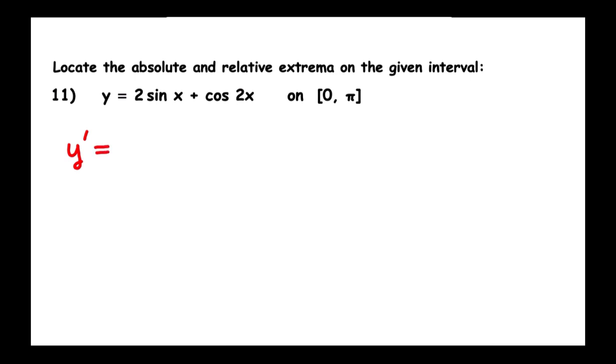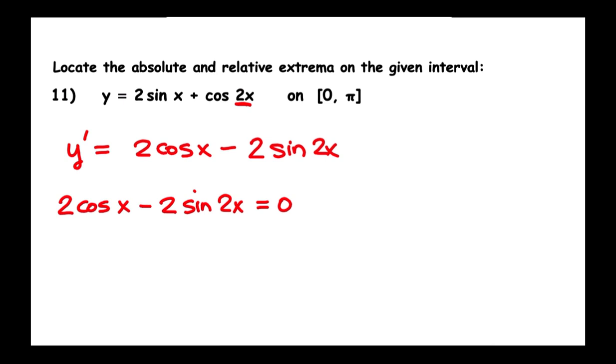2 sine of x will become 2 cosine of x. And the cos of 2x will become negative. Remember, the derivative of cos is negative sine 2x times a chain rule 2, which I'll put in front. Okay, so we're going to set that derivative equal to 0.